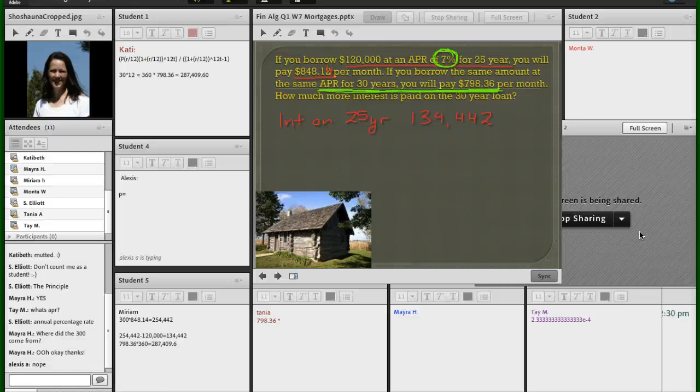Those 360 months, you have to pay $798.36 every month. That amount total in a whole 30 years would be $287,409.60. But you only borrowed $120,000. Yeah, we only borrowed 120,000.